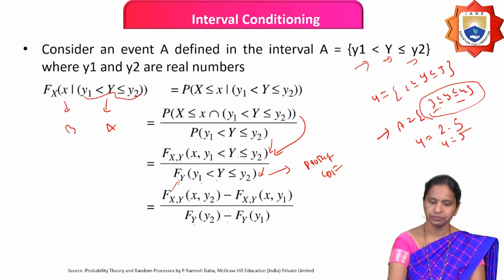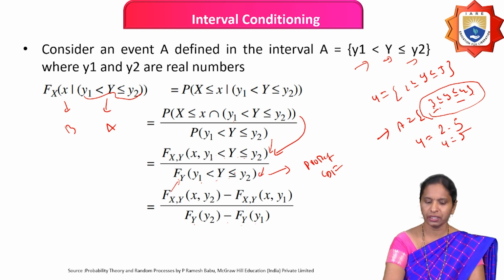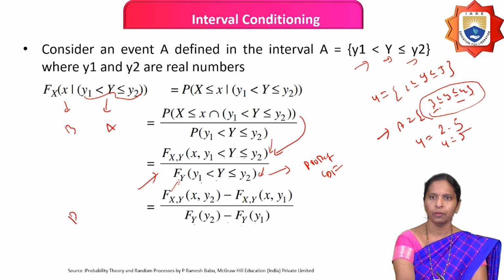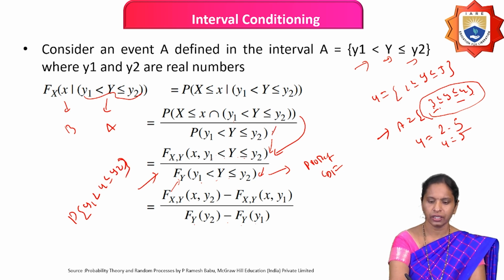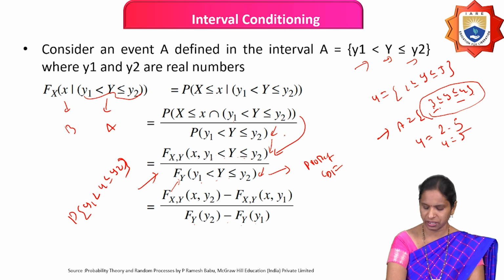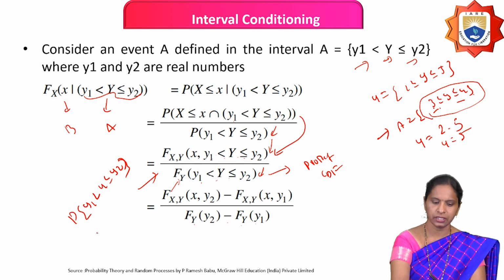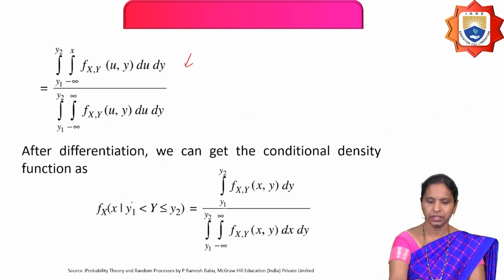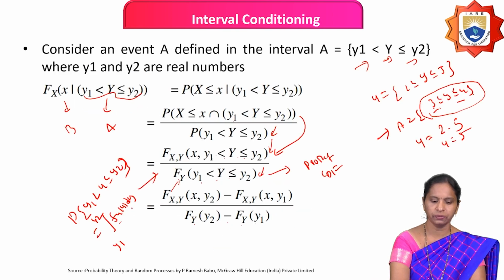The denominator is P of y1 less than Y less than or equal to y2. Nothing but what? The probability of the event y1 less than Y less than or equal to y2 only. Okay, so from the properties of the density function, how can I write this? This is nothing but the integration y1 to y2 of f_Y of y dy.